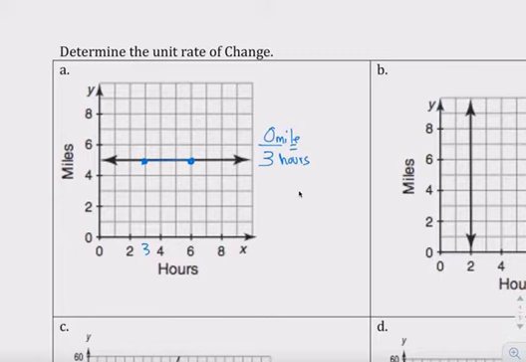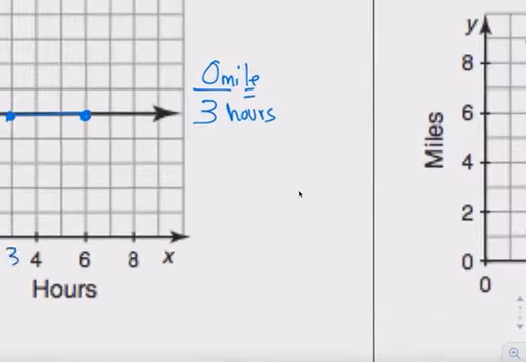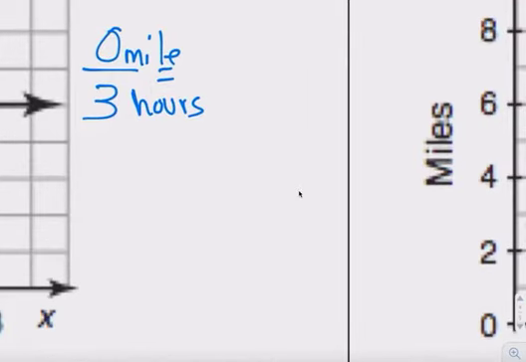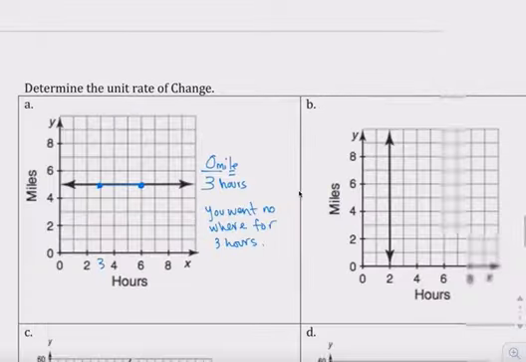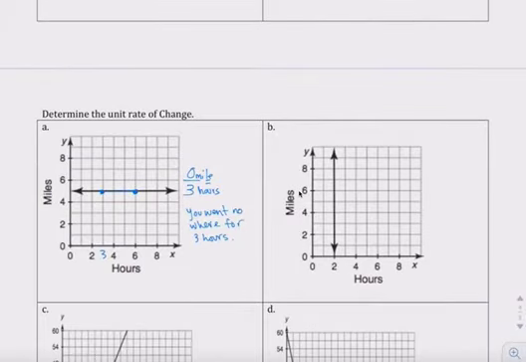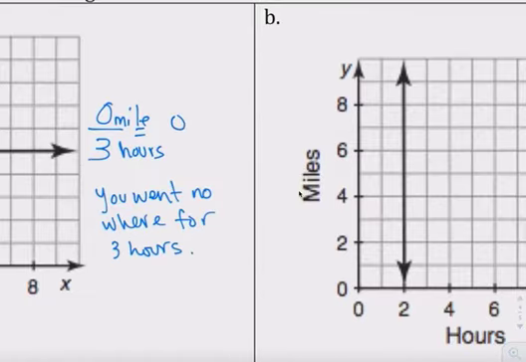You may be watching a movie for 3 hours. Okay? You went nowhere for 3 hours. You may be watching a movie, having dinner, having a party, who knows? But you went nowhere because it's 0 miles.